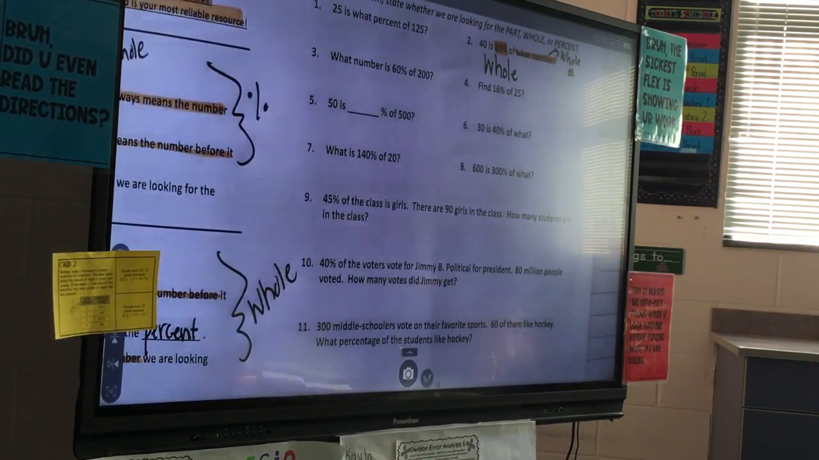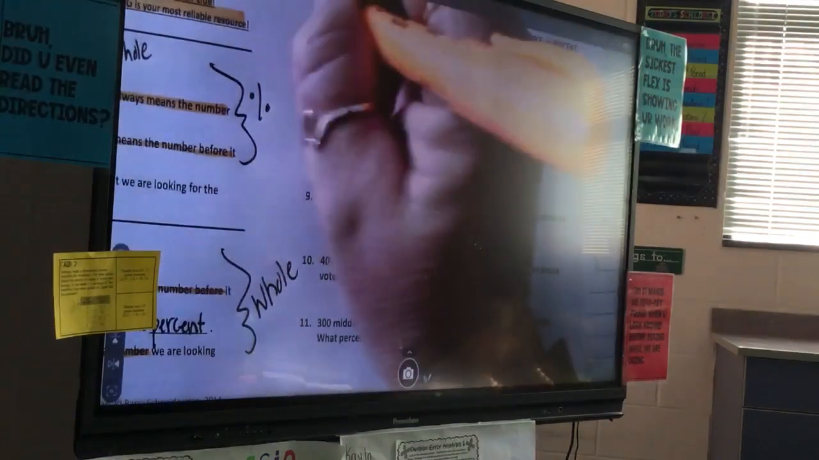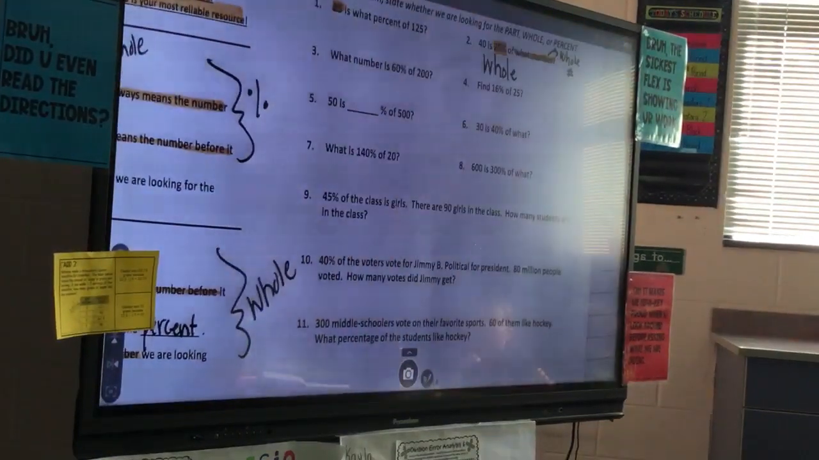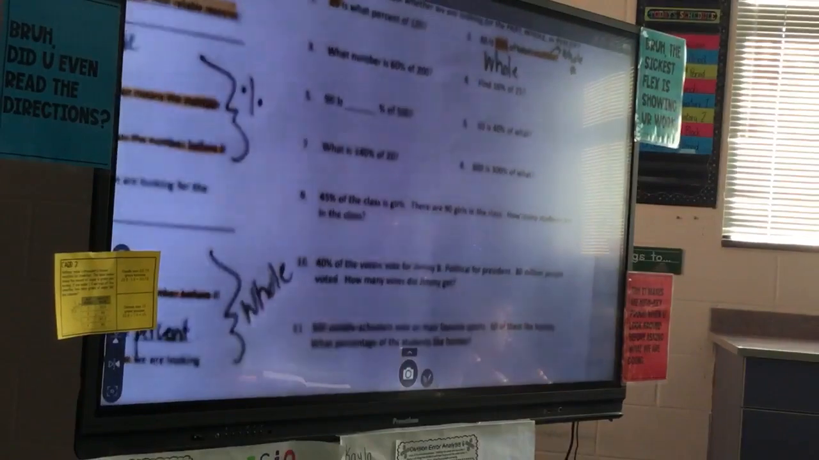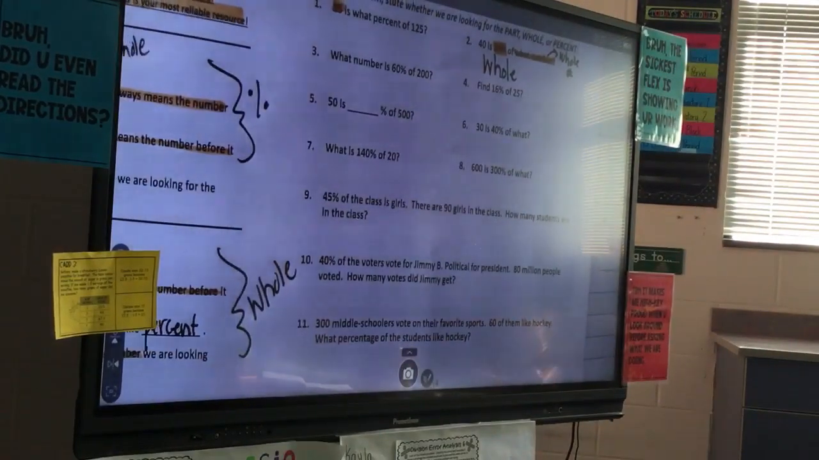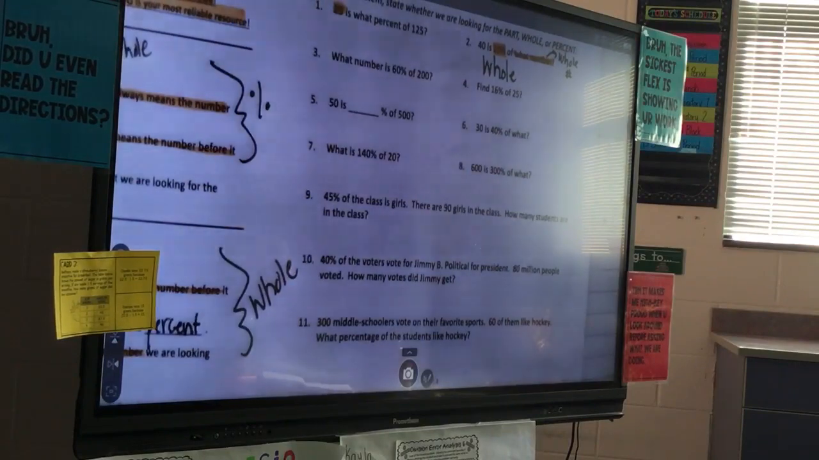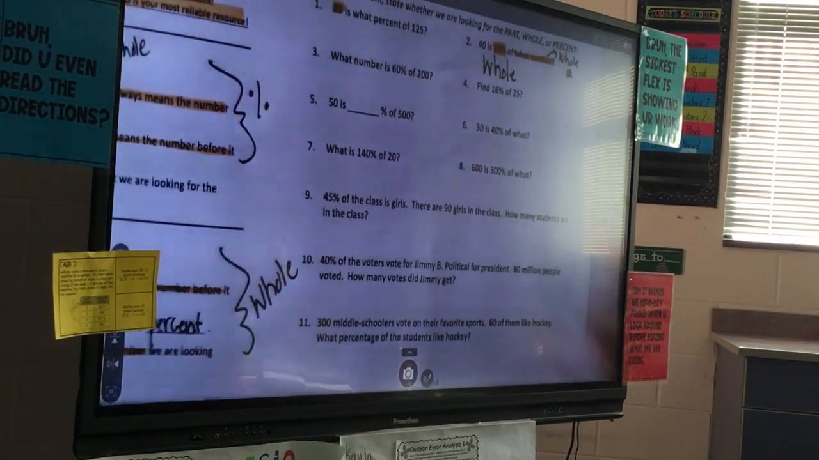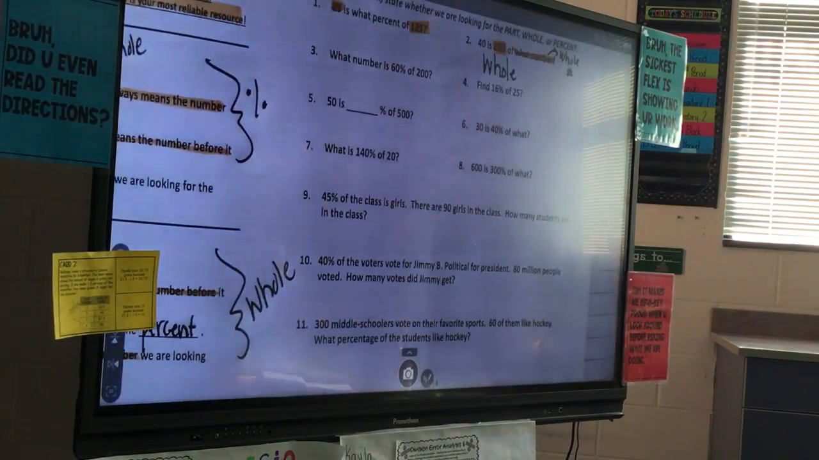Why is it not the part? Silas. Nice and loud. Okay, so these numbers are part. Alright, stand up if you said whole. Why is it not the whole? Samantha. Because 125 is a whole. Okay. Stand up if you said percent.